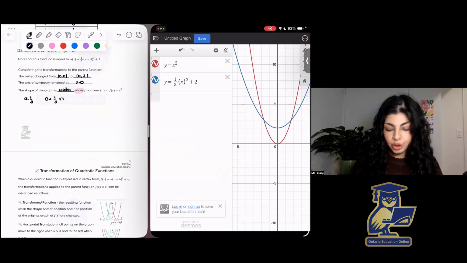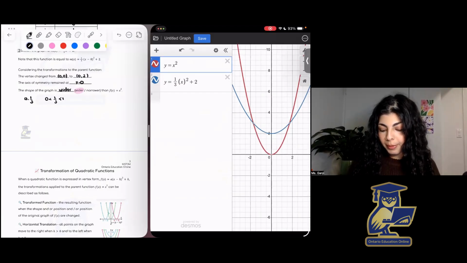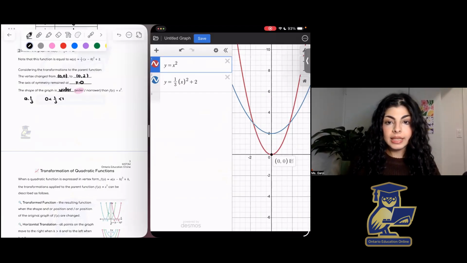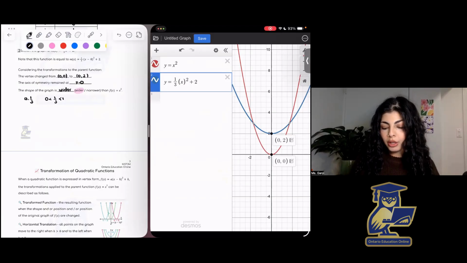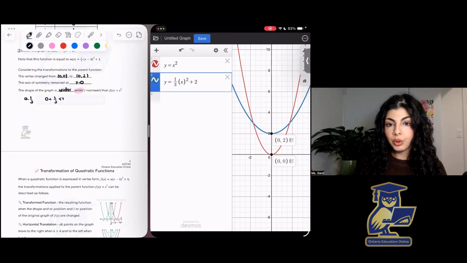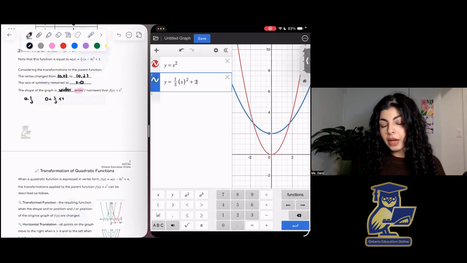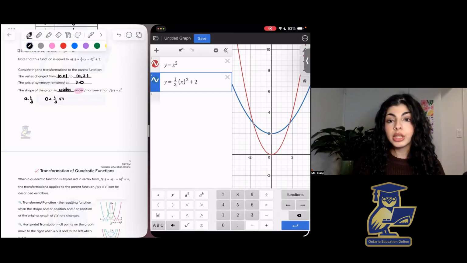And here I just wanted to show you these two functions in comparison. So with the red, we have our parent function, and you can see the vertex is at 0, 0. And here we have our transformed function. So the vertex has moved 2 units up because we have a vertical translation 2 units up. And the shape of the parabola for the transformed function is now wider than the parent function. And the axis of symmetry is the same. So all the information we had on our handout matches what we see in the graph.